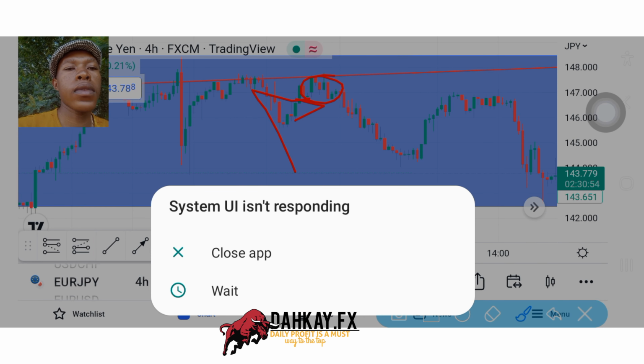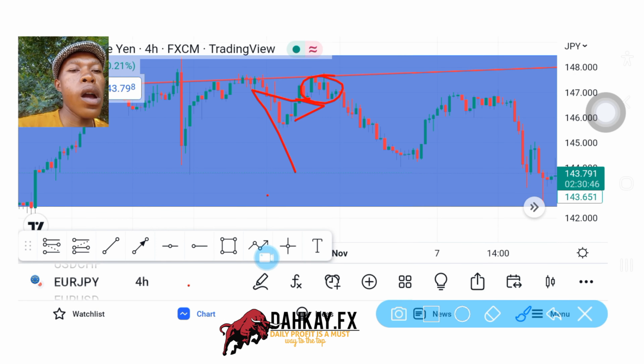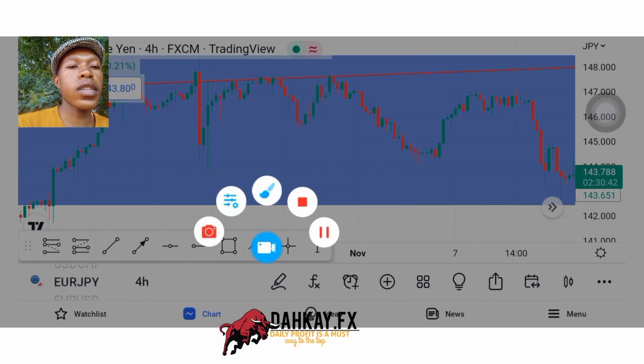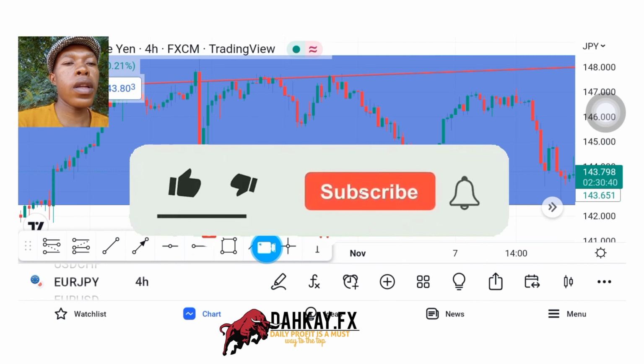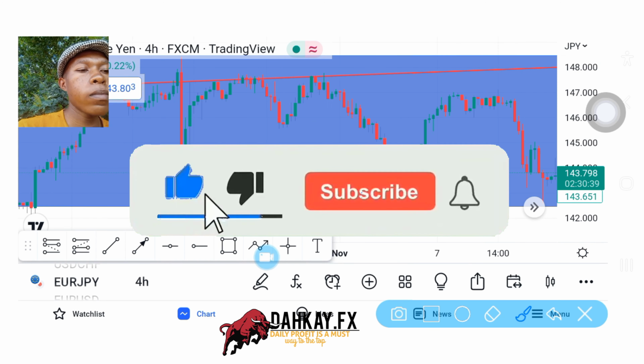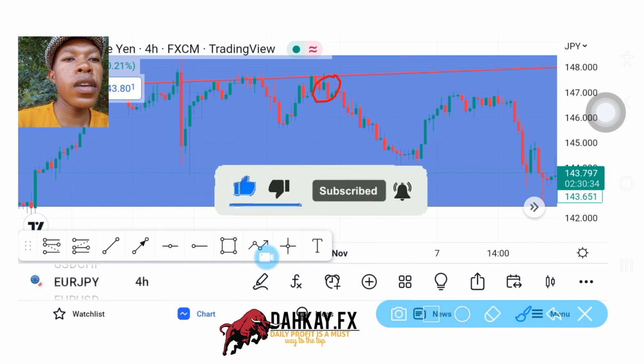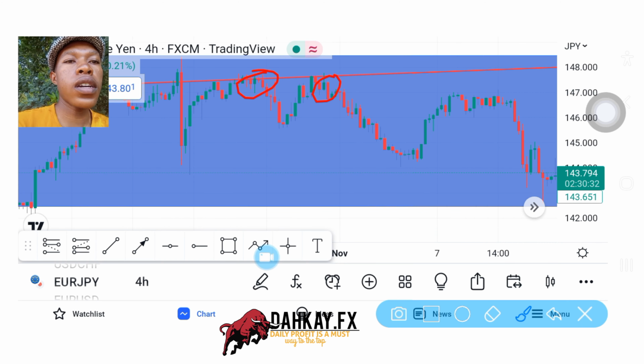So guys, we can see that the market is definitely going down. It's showing a downwards movement. Let me show it with this trend line.